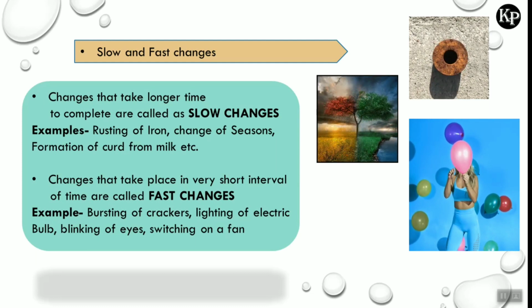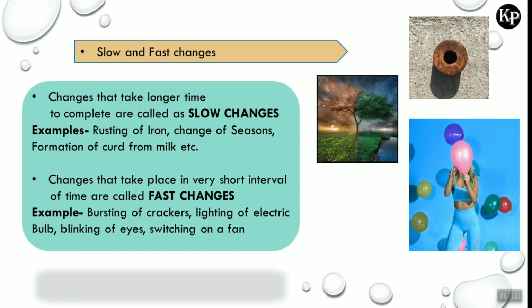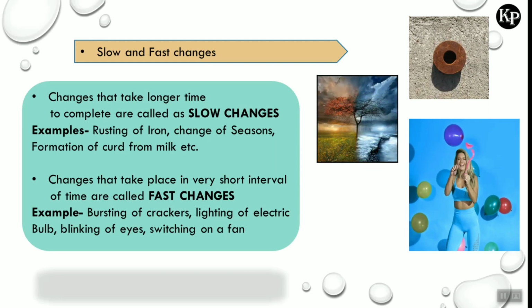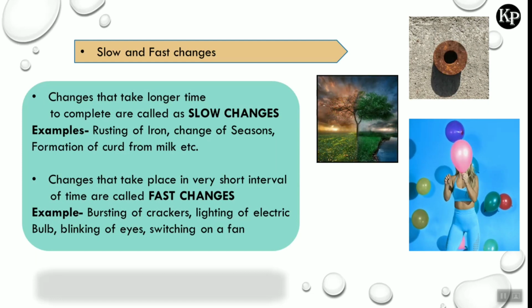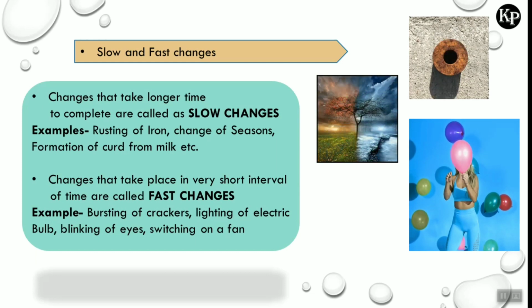Changes that take place in a very short interval of time are called fast changes. For example, bursting of crackers, bursting of balloons, lighting of an electric bulb, blinking of eyes, and switching on a fan. These are the examples of fast changes.